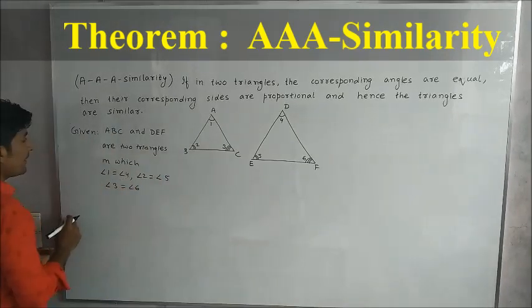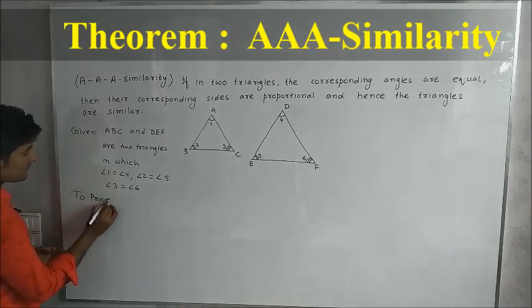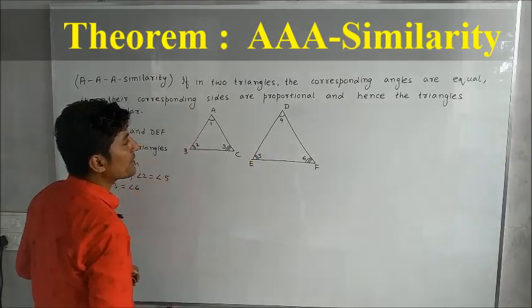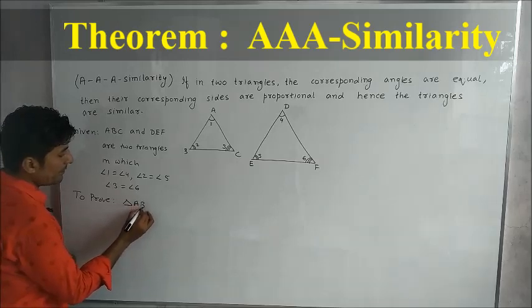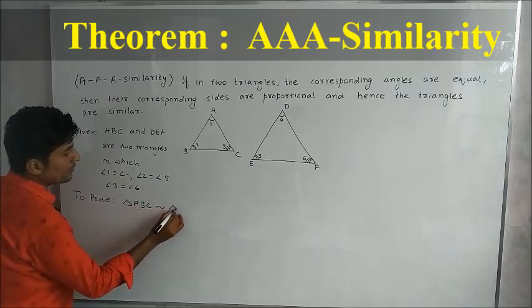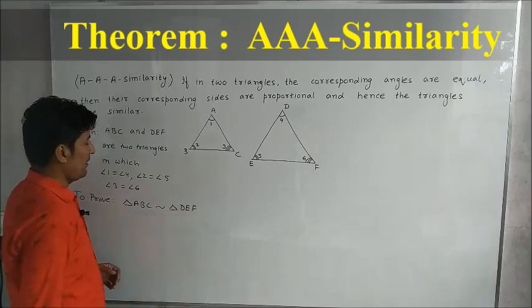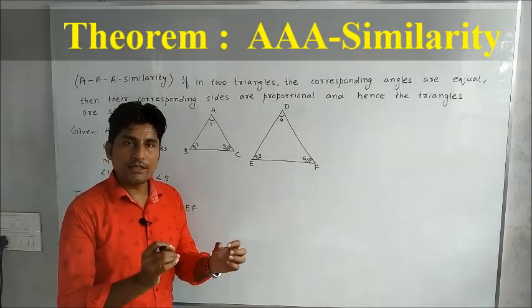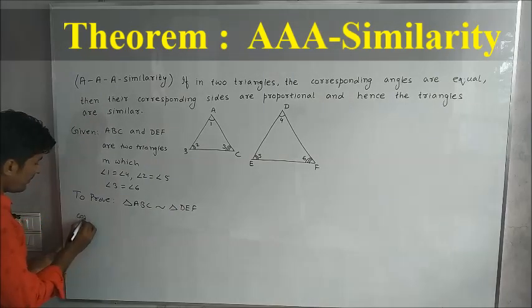Next, after the given, we have to write to prove. Here we have to prove that triangle ABC is similar to triangle DEF. After to prove, the next step is construction. We need construction to prove this theorem, so we are going to add one more step, that is construction.